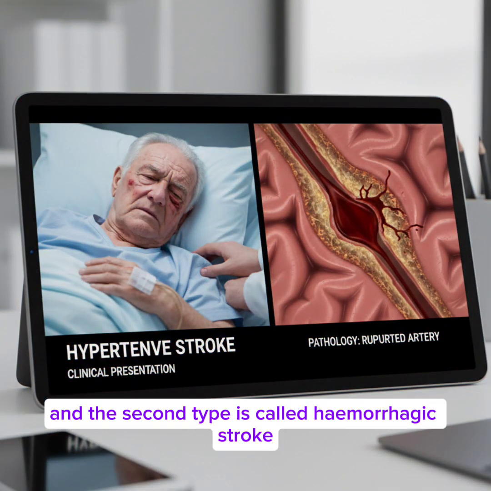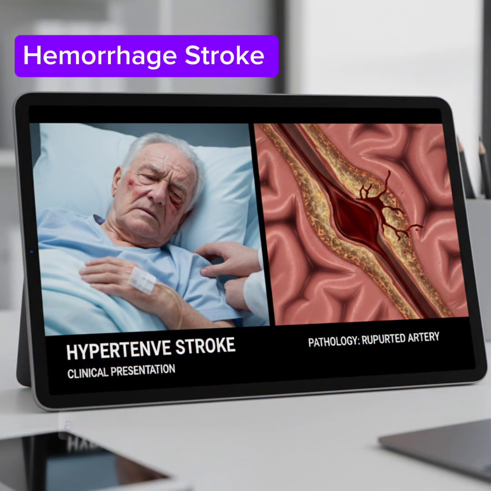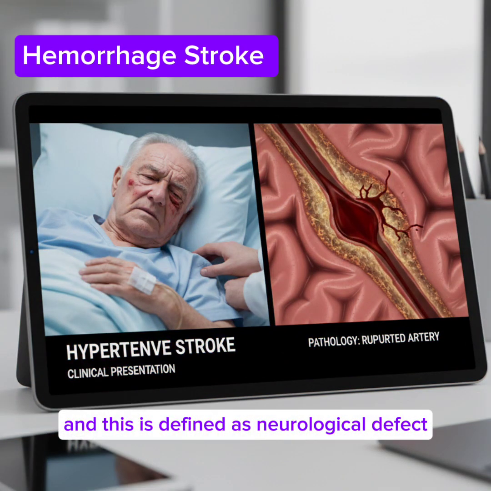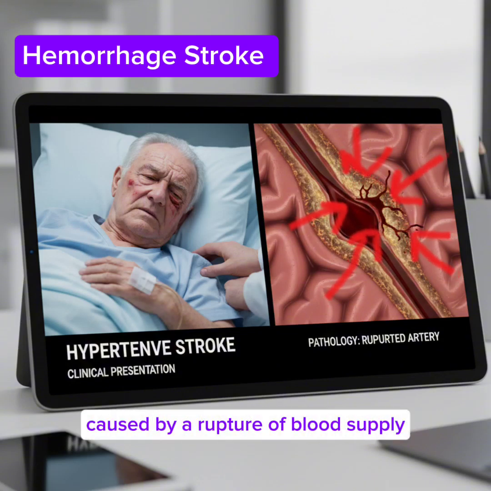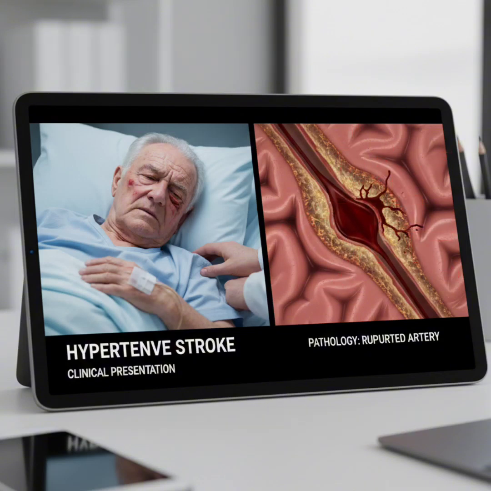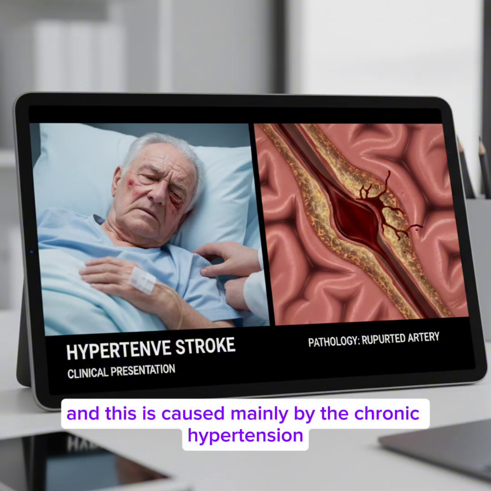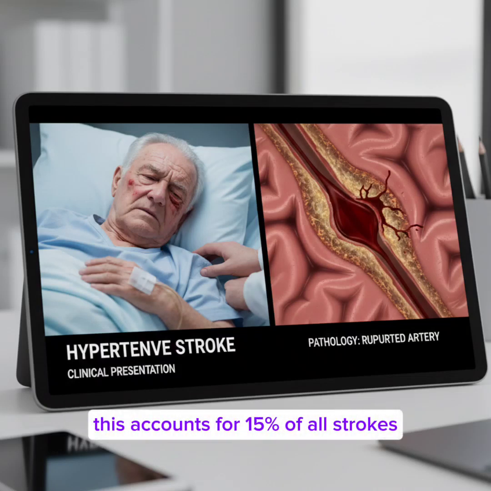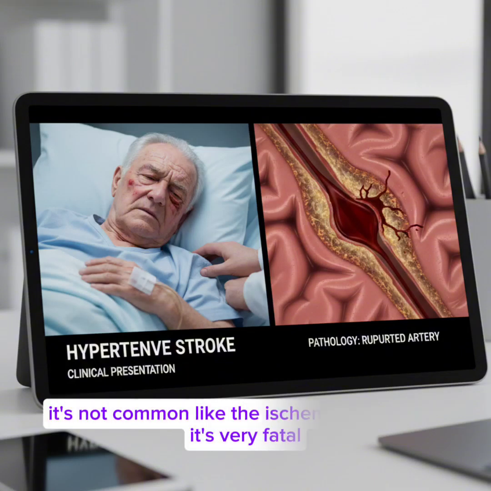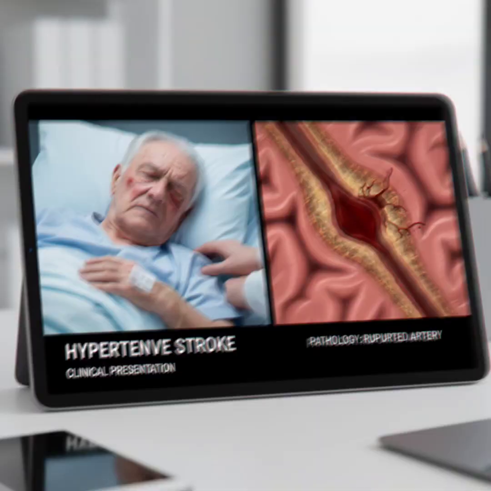And the second type is called hemorrhagic stroke, and this is defined as a neurological deficit caused by a rupture of a blood vessel, and this is caused mainly by chronic hypertension. This accounts for 15% of all strokes. It's not as common as the ischemic stroke, but it's very fatal.